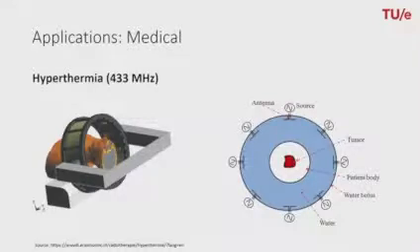433 megahertz. The array elements are fed by power amplifiers, and by combining all these signals, it's possible to heat up a particular part of the body. And this treatment, hyperthermia treatment, is used to heat up tissue, tumor tissue, to a temperature of about 43 degrees. And by doing that, other therapies like chemotherapies are more effective.